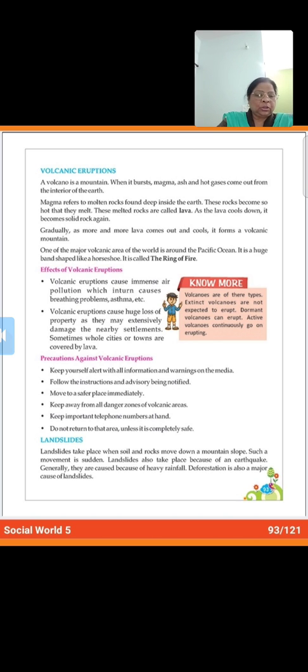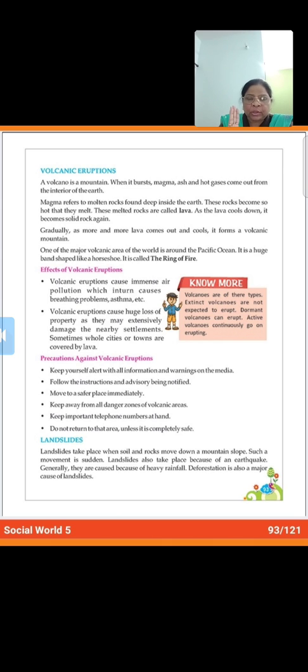Then comes your "No more". See this on page number 93, the block whose heading is "No more". Here it's written, volcanoes are of three types. Extinct volcanoes are not expected to erupt. Dormant volcanoes can erupt. Active volcanoes continuously go on erupting. Now see, there are three types of volcanoes. First is extinct, second is dormant, and third is active.